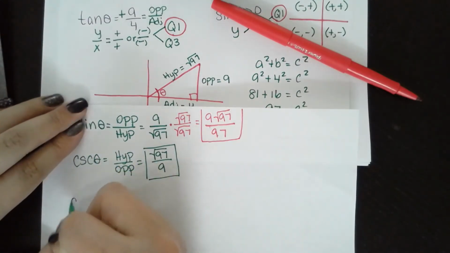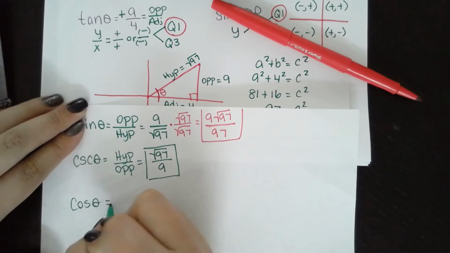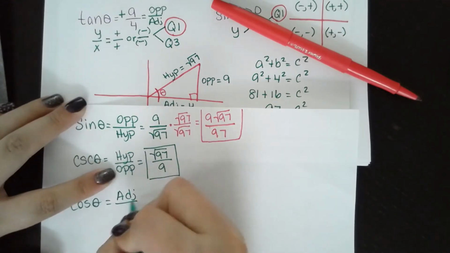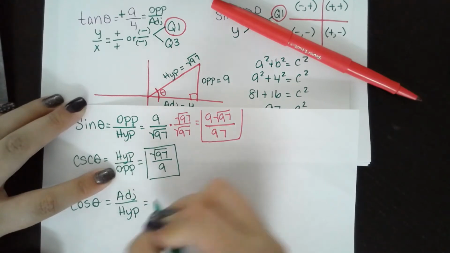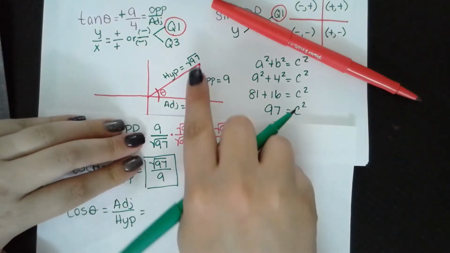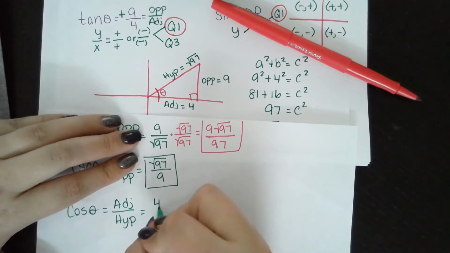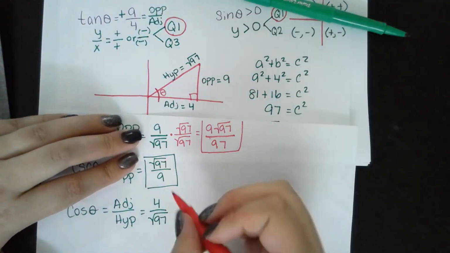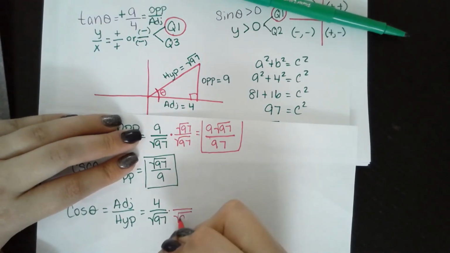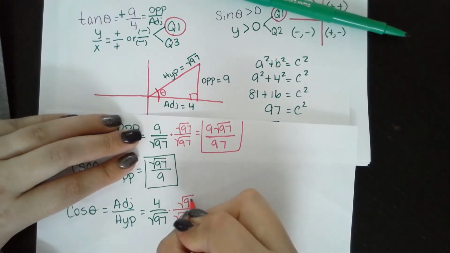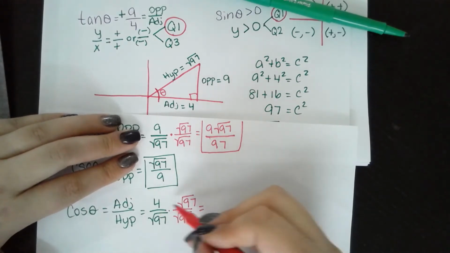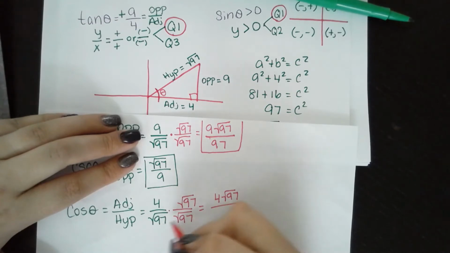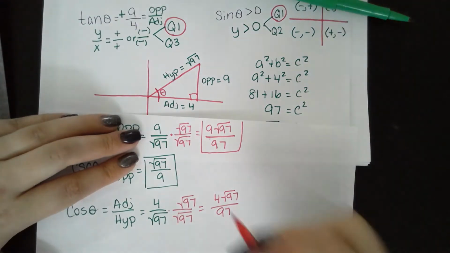We're going to look at cosine, which is adjacent over hypotenuse. Adjacent is 4. Hypotenuse is the square root of 97. So this is 4 over the square root of 97. And now we need to rationalize. Multiply across, I get 4 square root of 97 over 97. And we're done with that one.